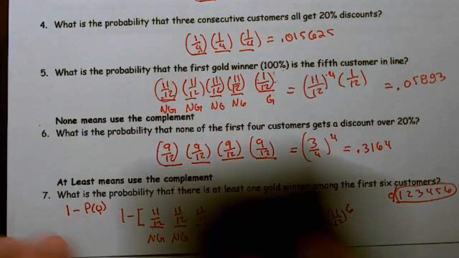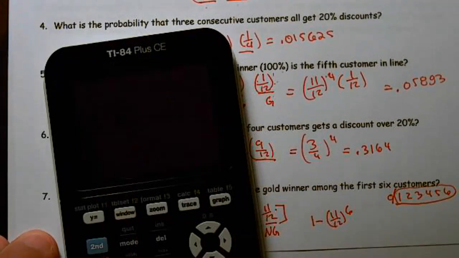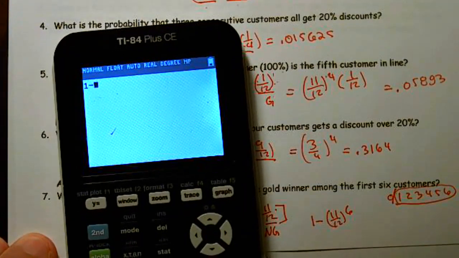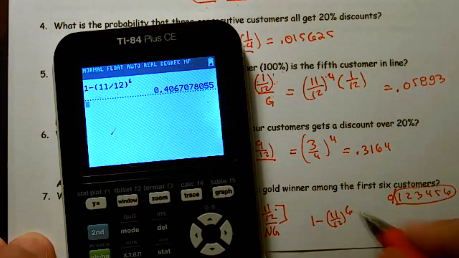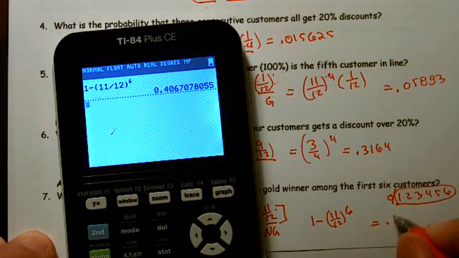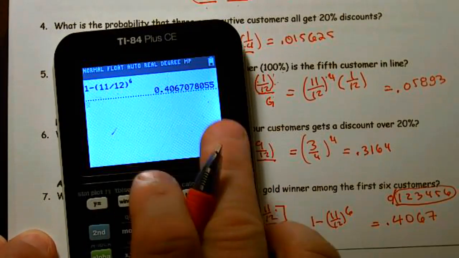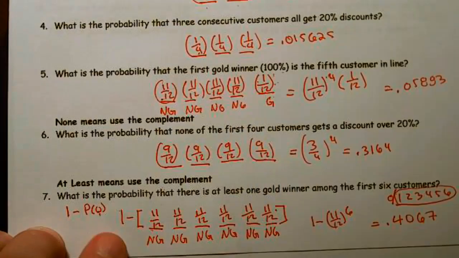So let's calculate that out. One minus parenthesis 11 divided by 12, close parenthesis, raised to the 6th power. And we end up getting 0.4067. All right, so moving on to the next part of this.